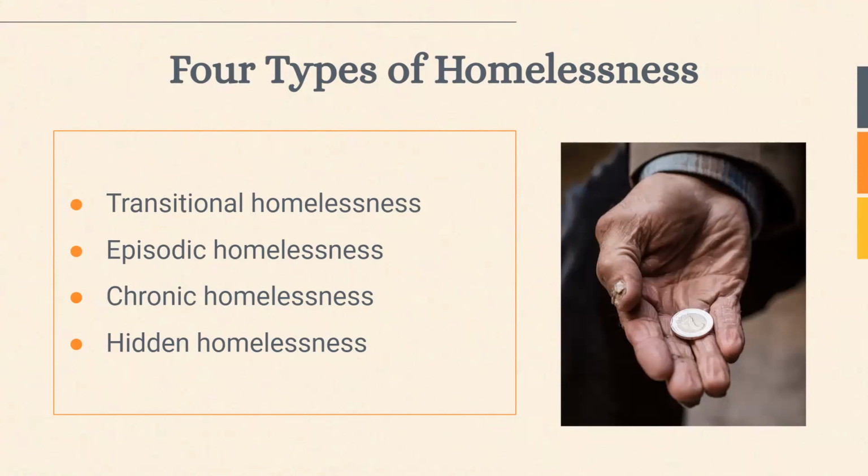Chronic homelessness includes individuals who have a debilitating condition and have been homeless for more than 1 year. Hidden homelessness includes individuals who do not have a permanent home and rely on others for shelter or refuge.